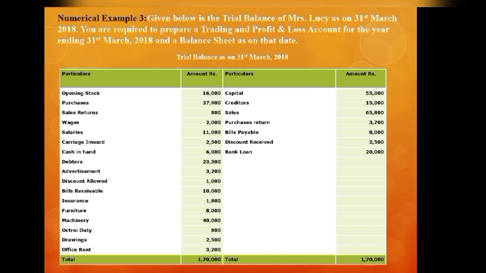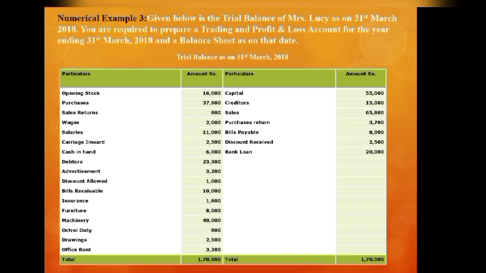balance sheet. Octroi duty is a direct expense and therefore it will be shown to the debit side of trading account. Drawings will be deducted from the capital. Capital will be shown on the liabilities side of balance sheet and from that drawings will be deducted. Office rent, it is an indirect expense and therefore it will be shown to the debit side of profit and loss account. Capital, as I told you earlier, will be shown to the liabilities side of the balance sheet.